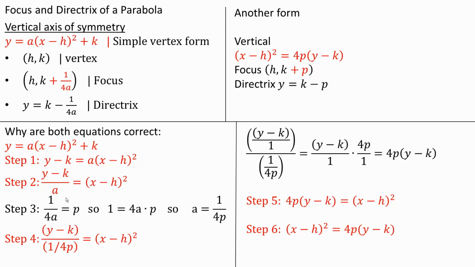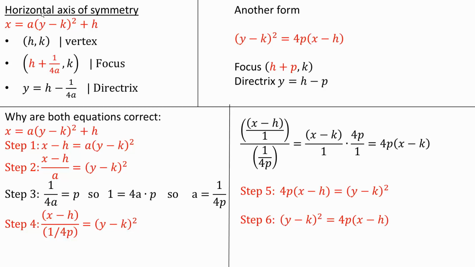I suppose one thing you could ask is, why is 1 divided by 4a equal to p? Let's just think about this. I'm going to swap p with 1 divided by 4a. And so I would get 1 divided by a times (y minus k). I could then move the a over, and I would get a times (x minus h) squared is equal to y minus k. Add k, and they're also equivalent that way. And here I show how the horizontal axis of symmetry forms are equivalent, this form and this form. So it's the same idea. If you want to pause the video and look at it, I would recommend doing that.